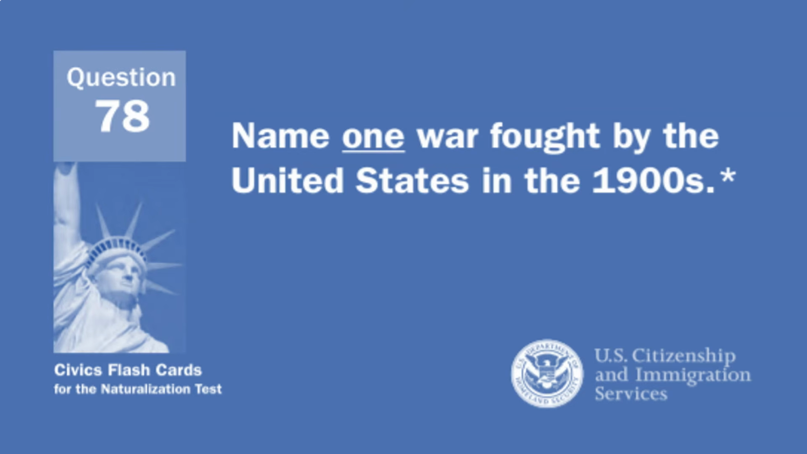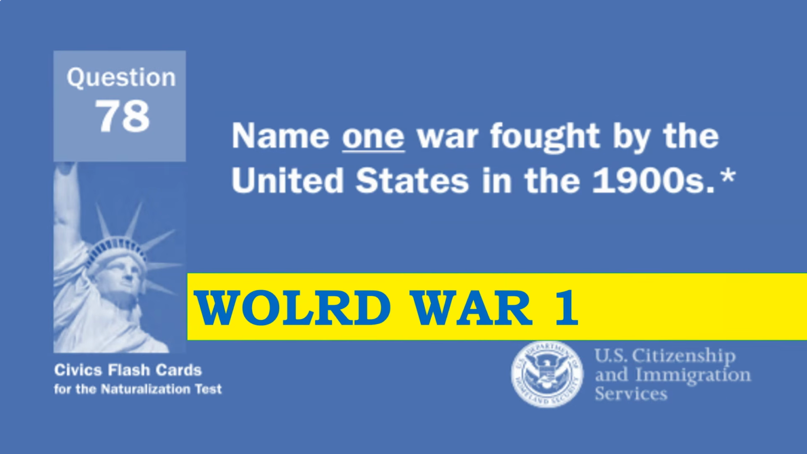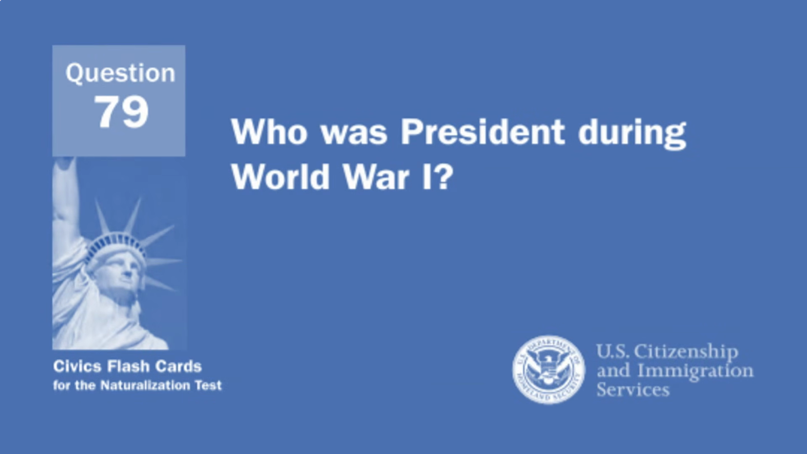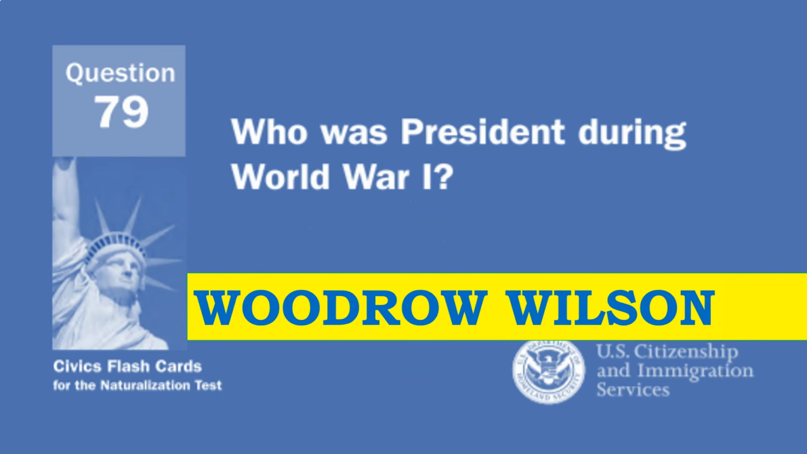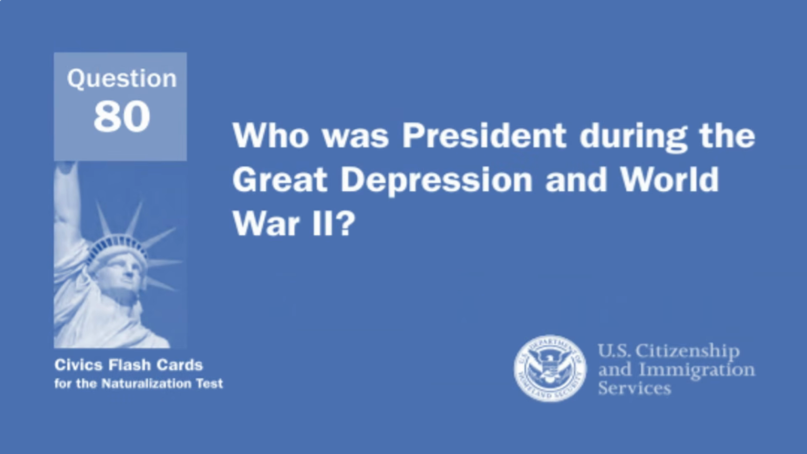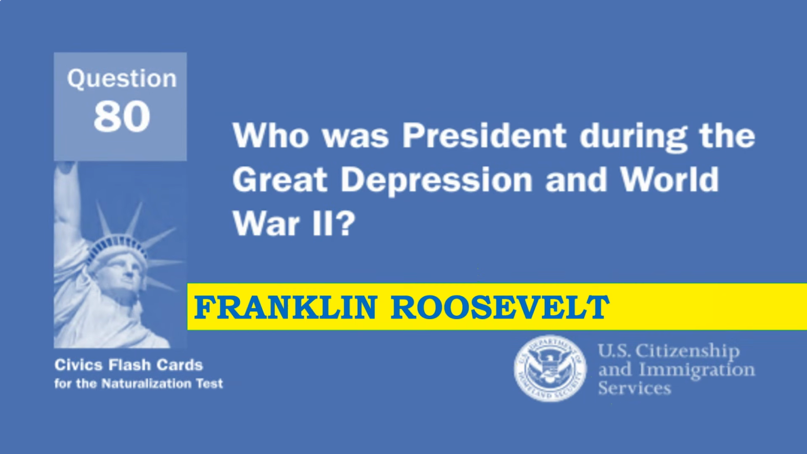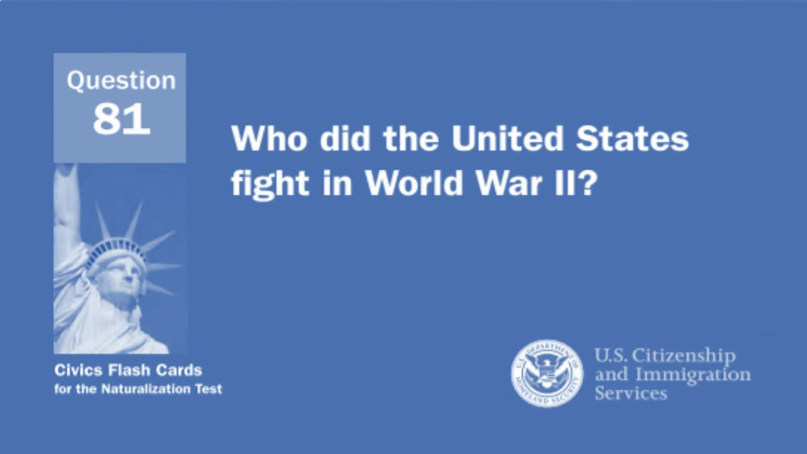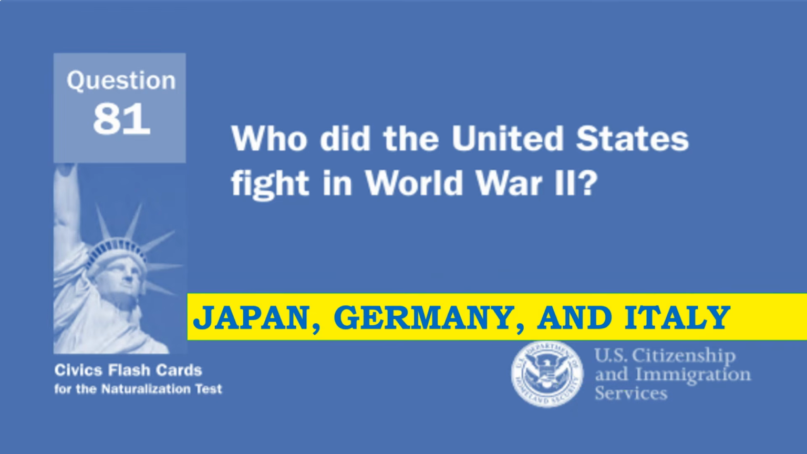Name one war fought by the United States in the 1900s. World War I. Who was president during World War I? Woodrow Wilson. Who was president during the Great Depression and World War II? Franklin Roosevelt. Who did the United States fight in World War II? Japan, Germany, and Italy.